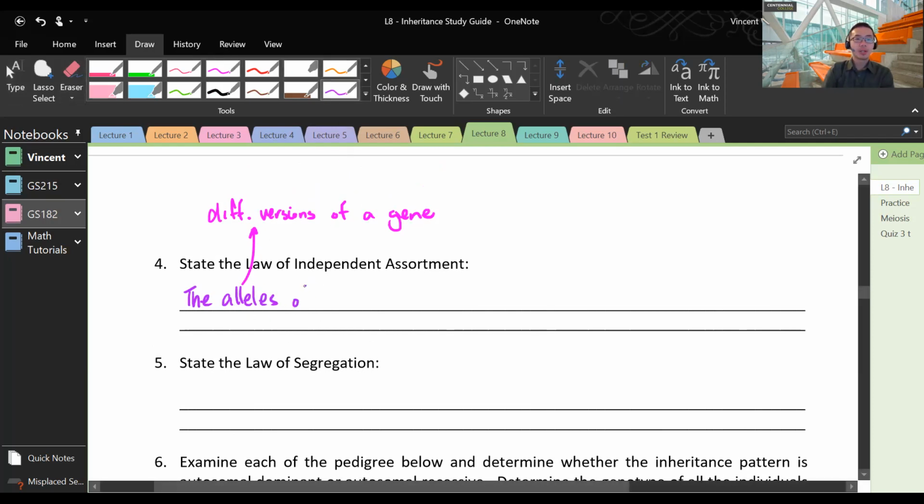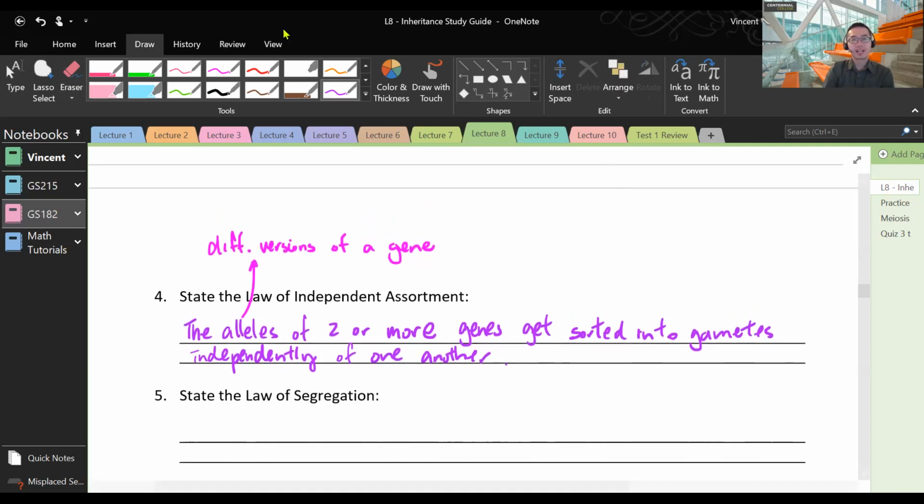So the alleles of 2 or more genes get sorted into gametes independently of one another. But what does that actually mean?